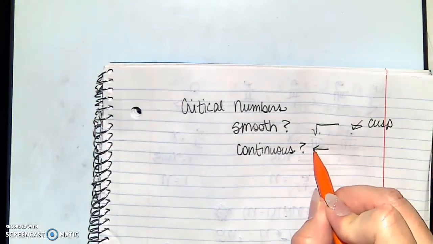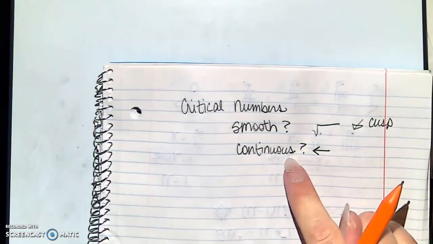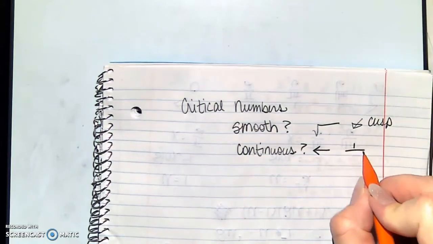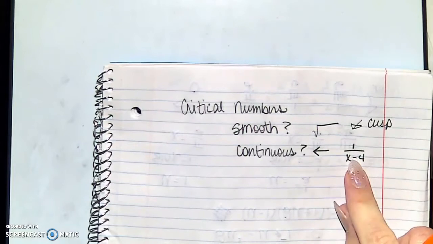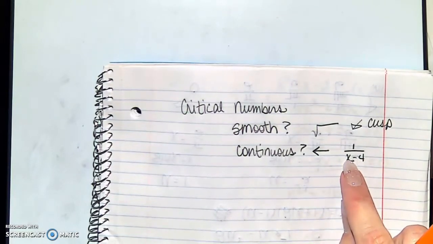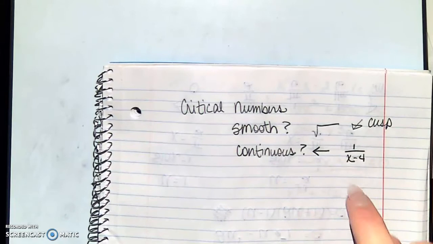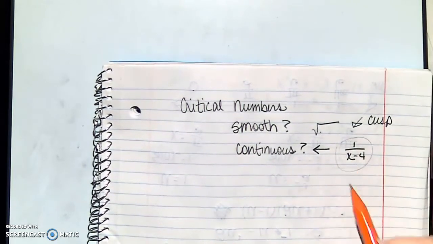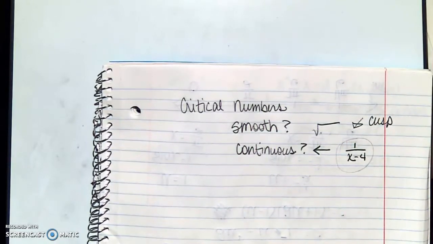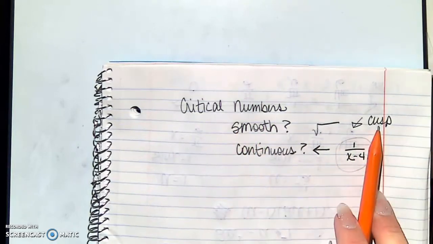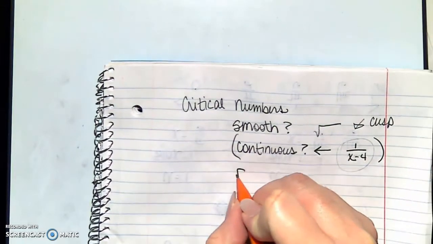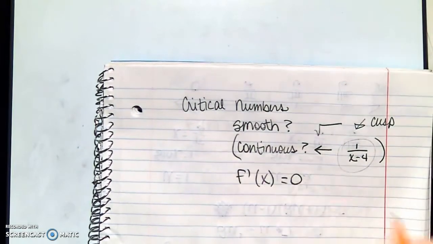However, be very careful, because a critical number cannot be where your function is undefined. So for instance, if I have 1 over x minus 4, my function would be undefined at 4 because I can't divide by 0. But 4 is not a critical number because this function does not exist at 4. So the only places that we're going to have critical numbers are where I may have a cusp, and then when my function's derivative equals 0.